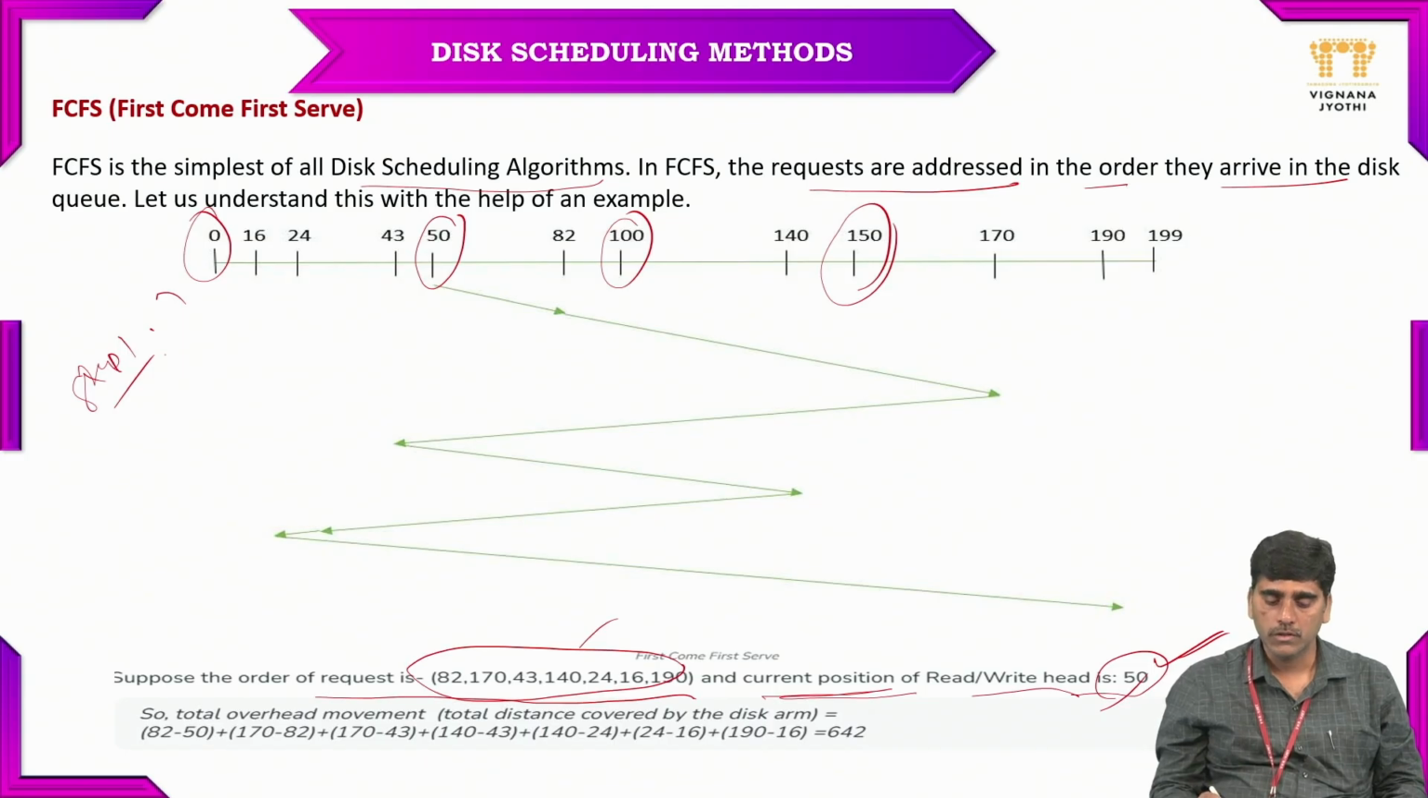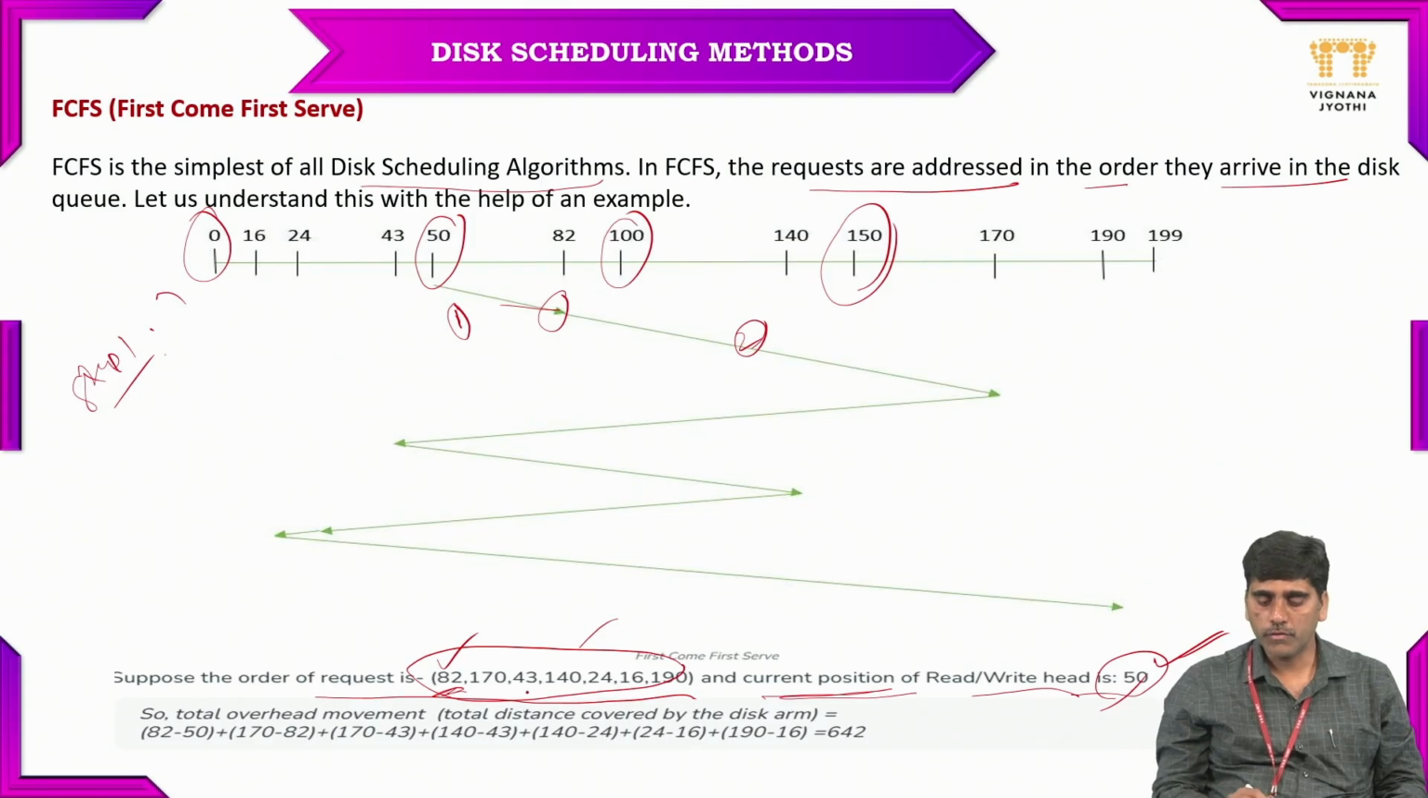So how does it move? As it is the first come first serve order, what is the first request? The first request is 82. So it moves from 50 to 82, because that is the first one. And the next, 170, is the second one. So from 82 it has moved to 170. That is the second position, the second movement.